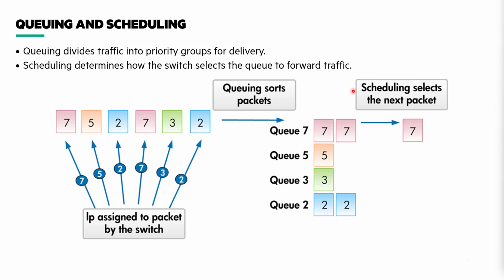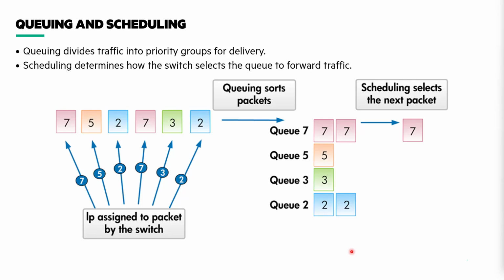Now, which queue you map to is locally significant only. To the other device, once the traffic leaves the switch, what matters is the quality of service marking you map or attach to that packet, whether that is layer 2 802.1p or layer 3 DSCP.